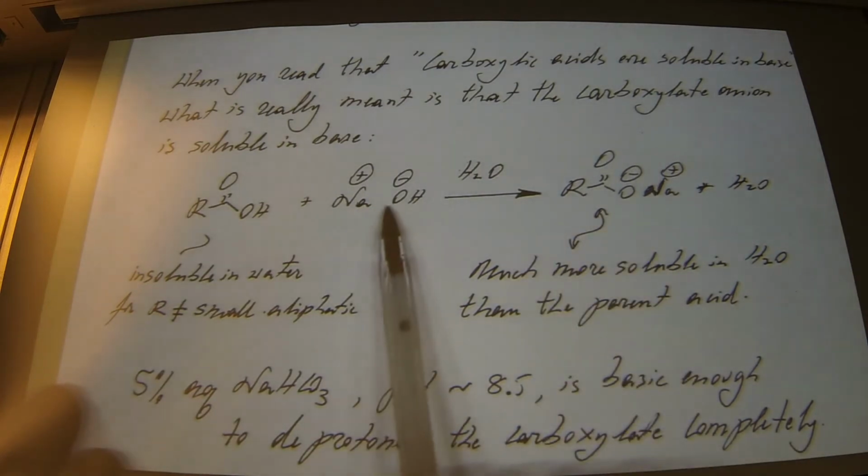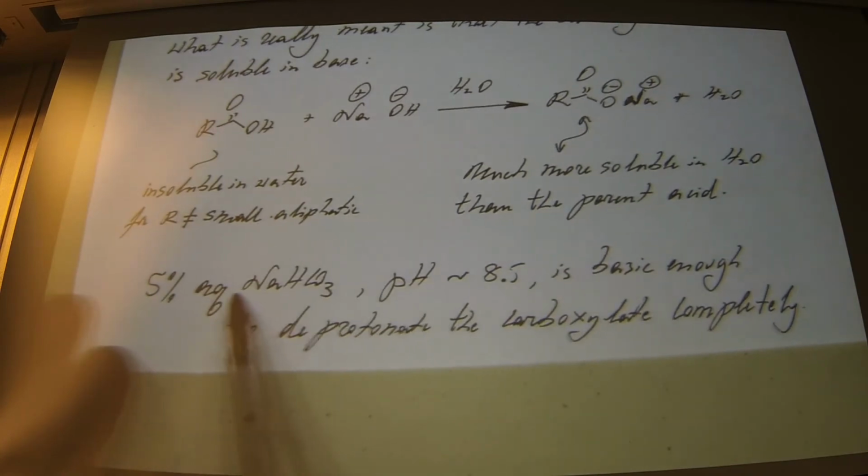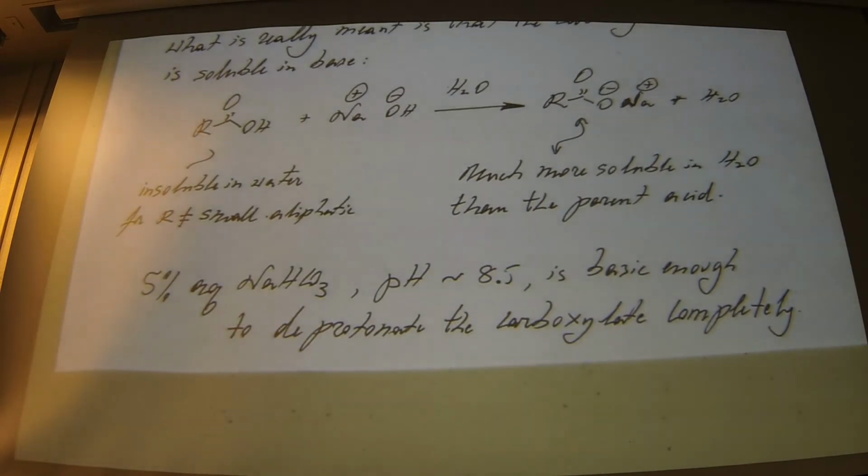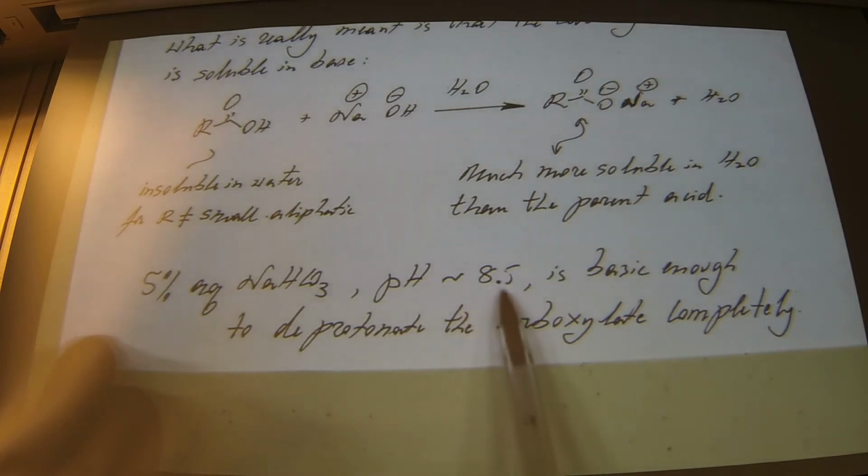Now, what kind of base do you need? Well, it turns out you don't need hydroxide. You can usually do this with bicarb. So bicarbonate is a very weak base, right? I mean, you can wash your skin with bicarb and you don't end up getting burns like you do with lye. And so it's a very mild base, pH around 8.5.